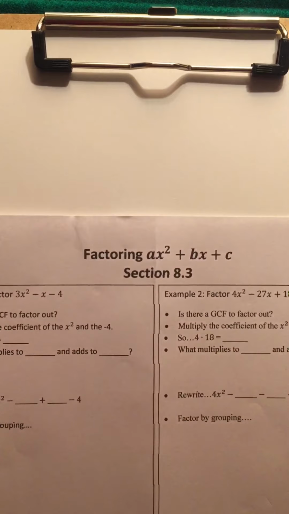These are the notes for section 8.3, factoring ax squared plus bx plus c. This is different from the previous factoring we've done of trinomials in that there is a coefficient before the x squared term, and that the a, b, and c do not have a greatest common factor to factor out.